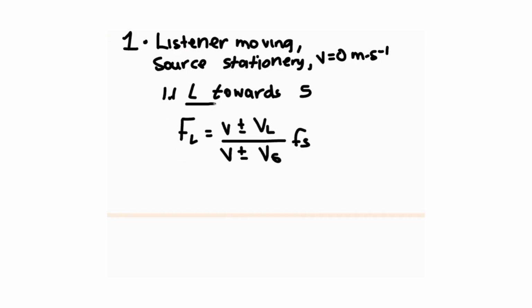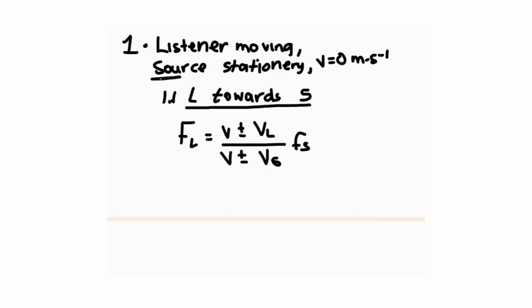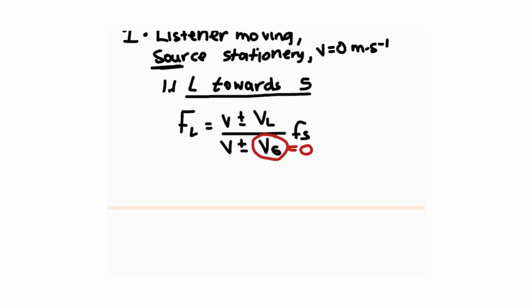So now we are saying the listener is moving towards the source. We had said, guys, in this case the source is stationary, meaning Vs is going to be 0. I'm going to now rewrite the equation with Vs being 0. FL is V plus or minus VL over just V, because our sound source is not moving. It has a velocity of 0.